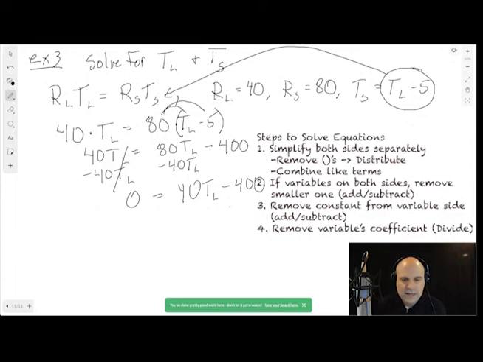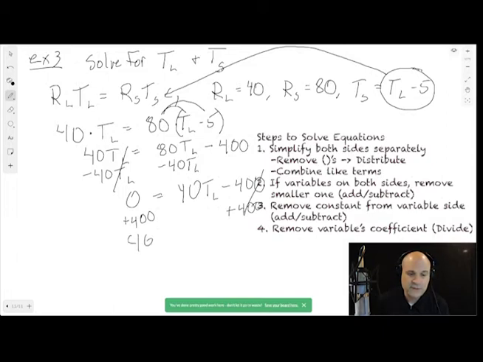All right, we're gonna add 400 to both sides. Get rid of the constant term on the variable side. So a shortcut is, if you want to move a term to the other side, you just negate it. So negative 400 over here becomes positive 400 over here. My handwriting is getting worse, sorry. Okay, last step, divide by variable's coefficient. So t of L equals 10.